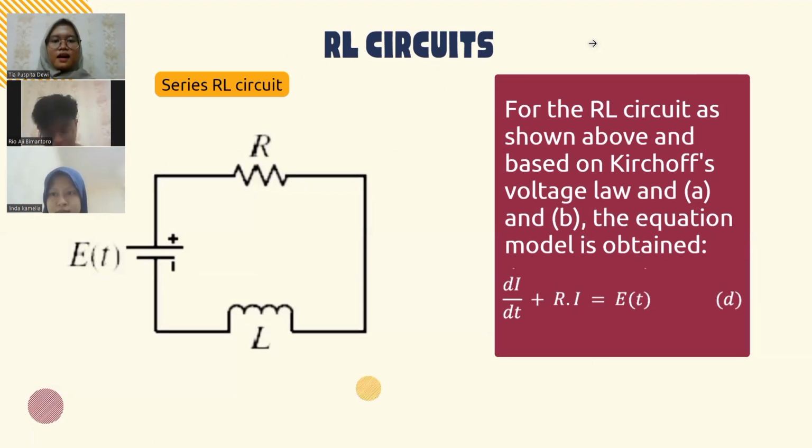And the next is RL circuits. For the RL circuit, as shown above and based on Kirchhoff's voltage law in a and b, the equation model obtained is L di over dt plus R times I equals E(t). And this is the picture of a series RL circuit.